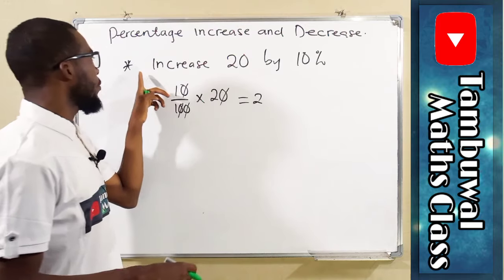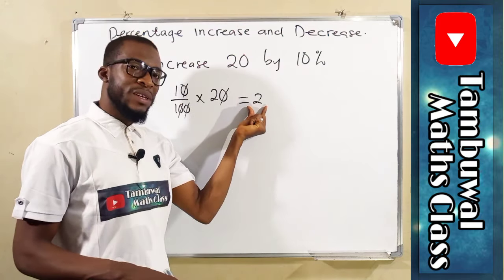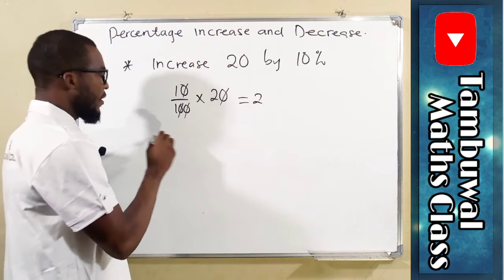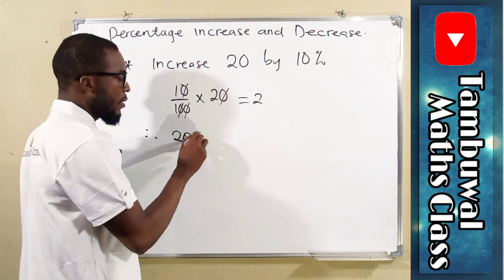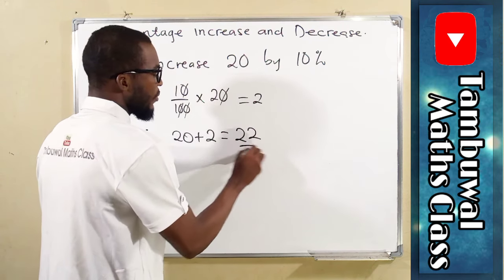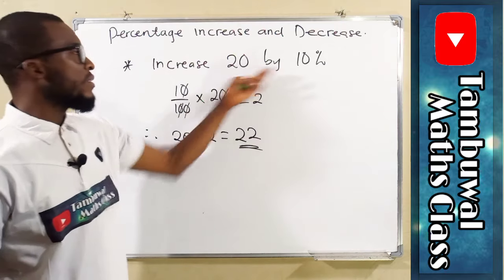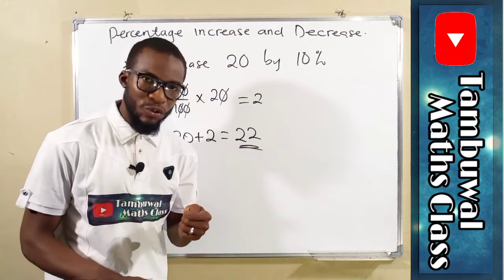But the question says we should increase the number by 10%. We have already obtained the 10%. Therefore, we have 20 plus 2, which is equal to 22. So if we increase 20 by 10%, we are going to obtain 22.